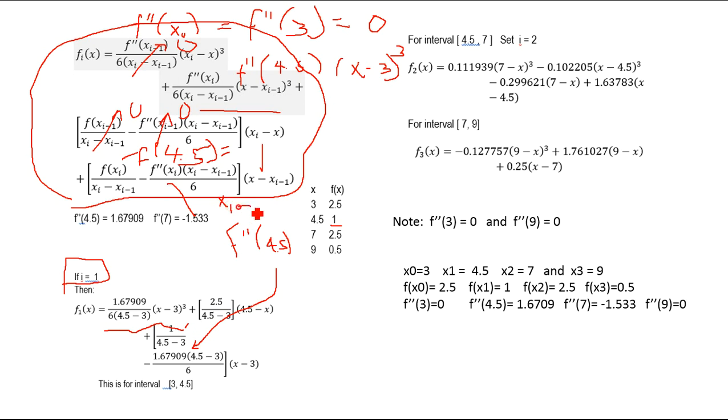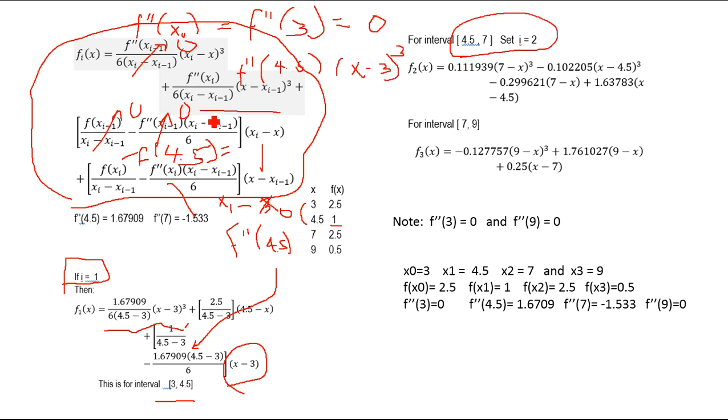Okay, and then, x i minus 1, that's supposedly x1 minus x0, and our x0 is 3. Ang x1 natin is 4.5 at saka 3. And then this is just x minus 3. This is the interval from 3 to 4.5. Kailangan mo ng tatlong equations.